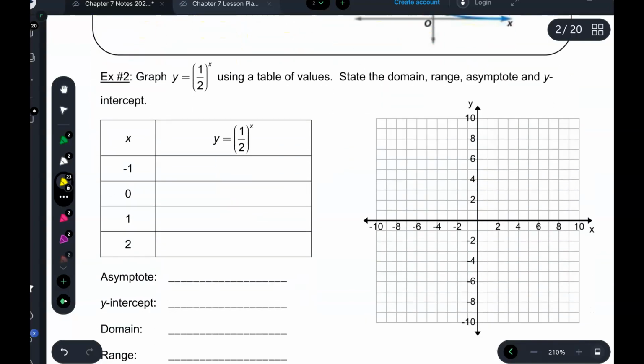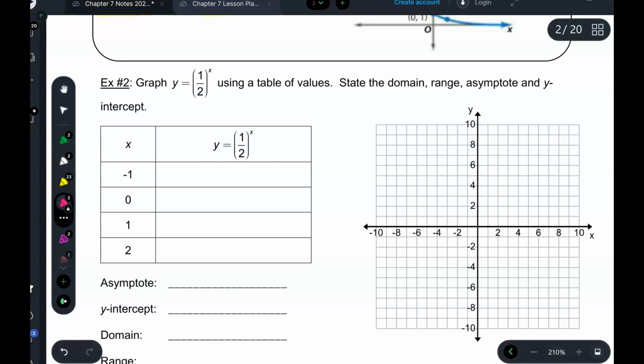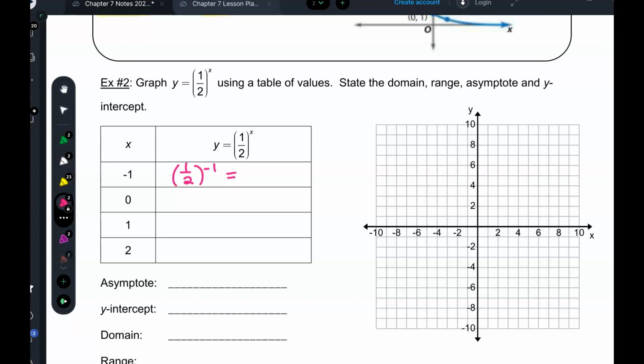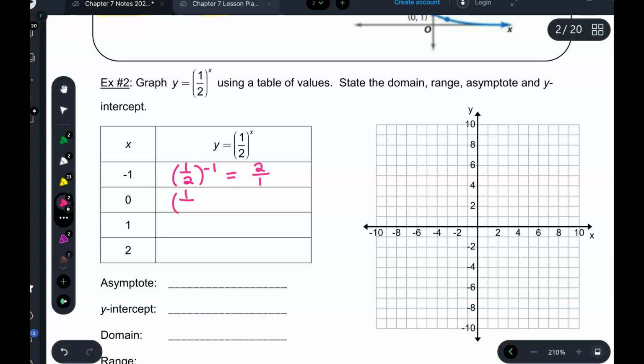Okay, so let's graph 1/2 to the x using a table of values. So 1/2 to the -1. What happens when you have something to a -1? It takes the reciprocal, 1 over 2, just 2 over 1, which is just 2. 1/2 to the 0 power is 1. Obviously 1/2 to the first power is a half. What's 1/2 squared? Good, 1/4.